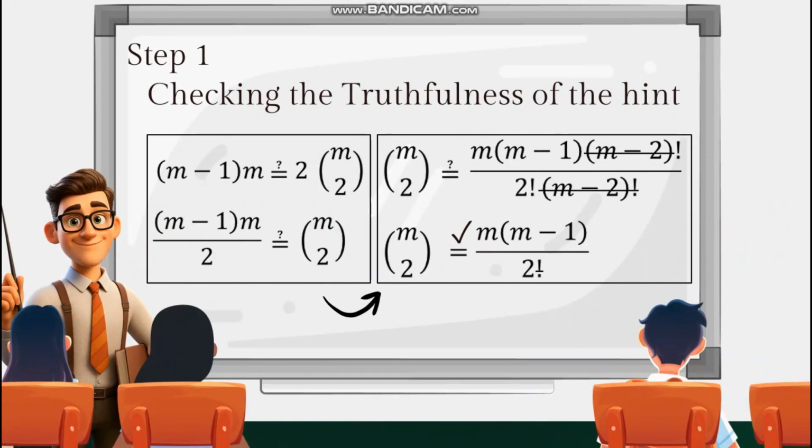Quantity of m taken 2 is equal to m times the quantity of m minus 1 times the quantity of m minus 2 factorial all over 2 factorial times the quantity of m minus 2 factorial. Since we have common factor which is quantity of m minus 2 factorial, we can divide it out, and also take note that we are using here binomial coefficient. Next, we have quantity of m taken 2 is equal to m times the quantity of m minus 1 all over 2. Since our second step and final step are the same, therefore, our hint is true.